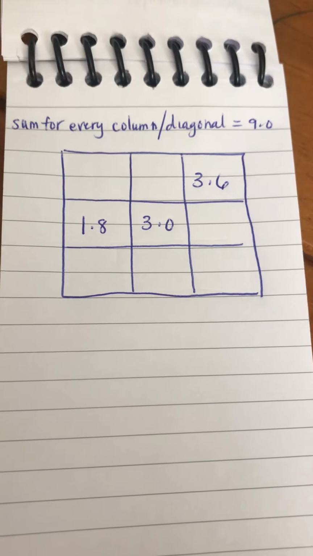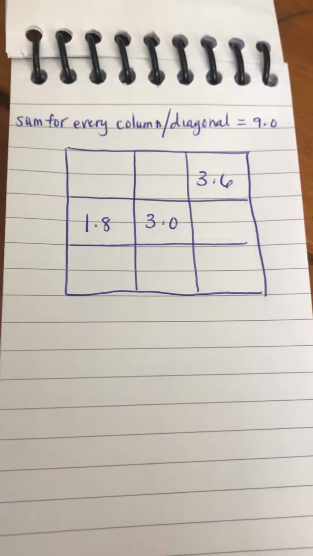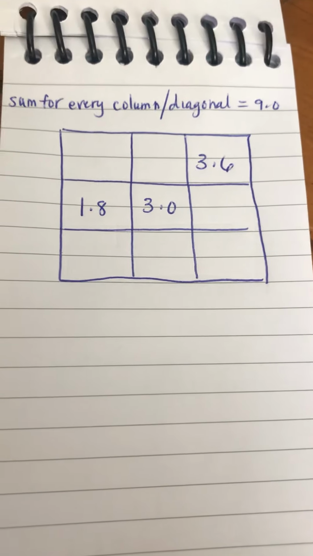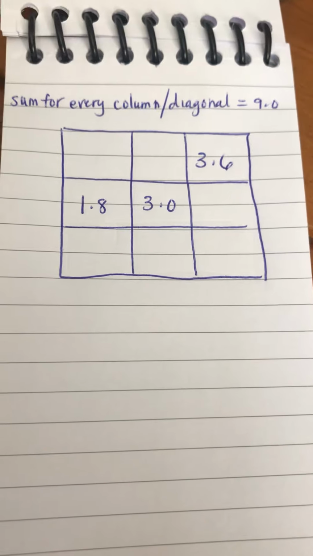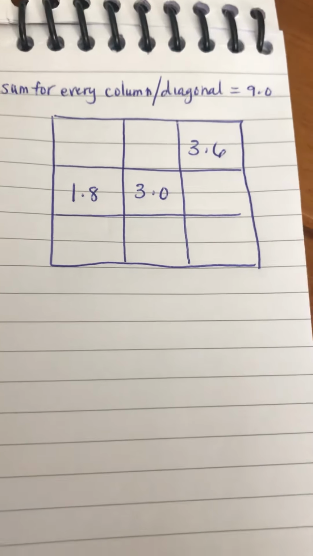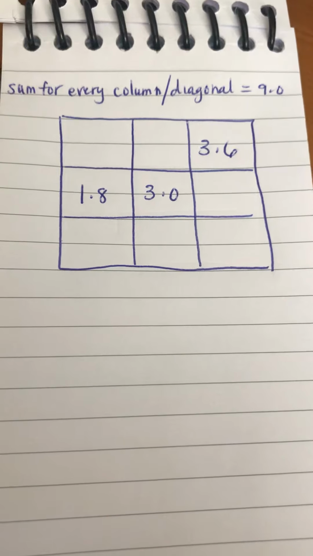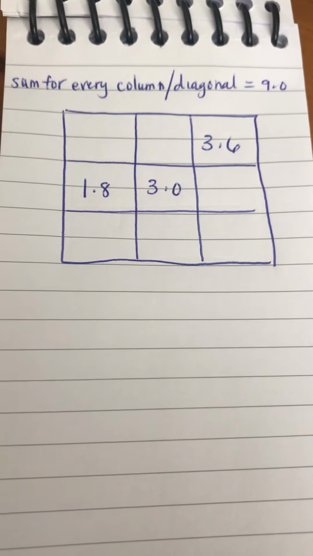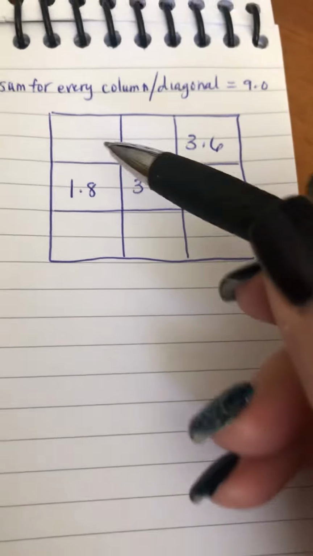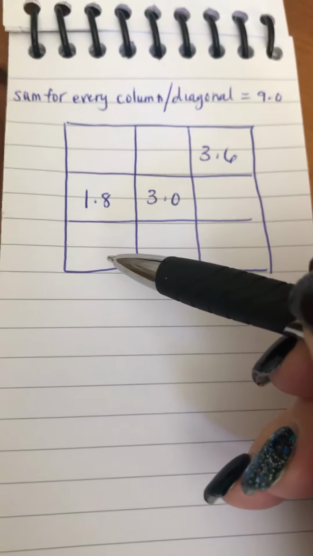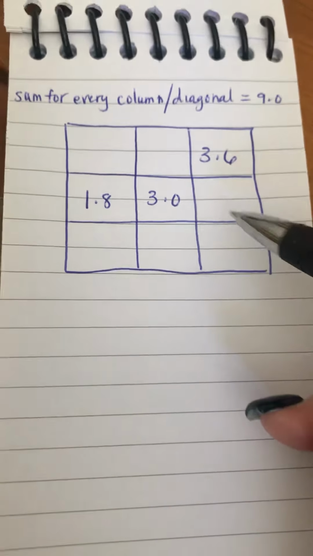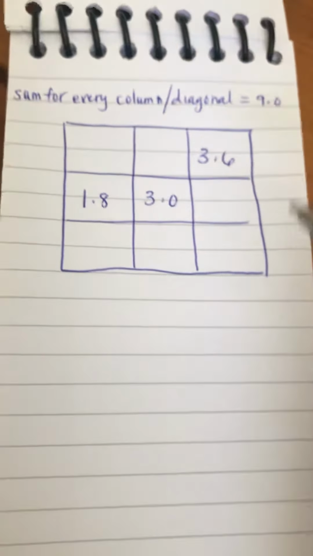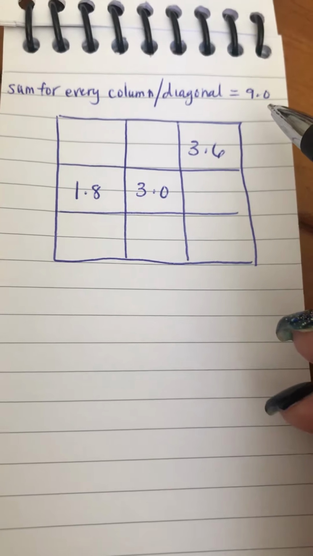Hi, so there's been a question about how to do the decimal squares. So I'm going to do one with you and you can see how well you are doing. Now on this first one, which is number 1 in the packet, it says that the sum for every column, this is a column, and every row and every diagonal must add up to 9.0.